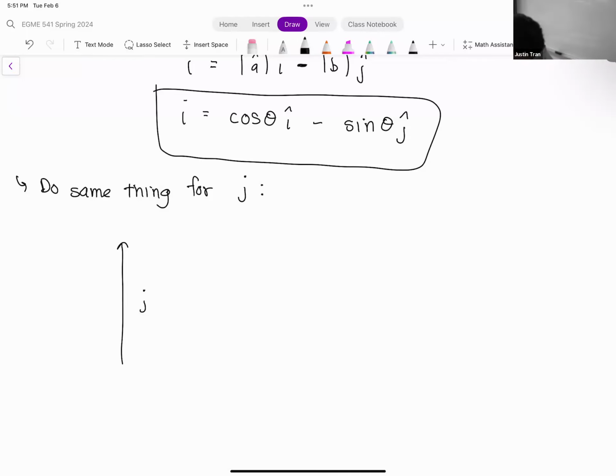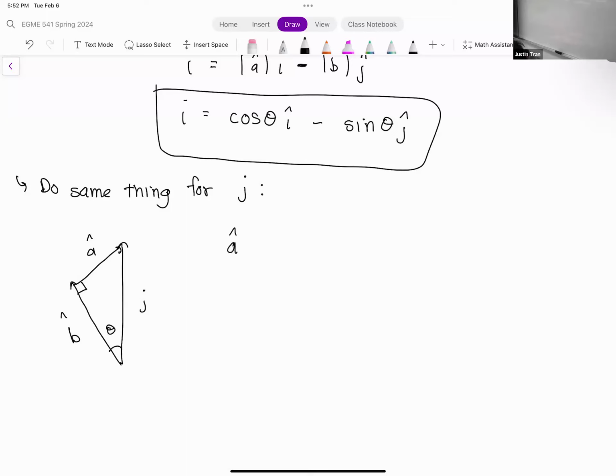If we once again break this down into components in the i hat and j hat directions, you get something that looks like this, where this is the right angle and this is the angle theta. Once again, we have a b hat vector and an a hat vector. All right, so let's do this again.